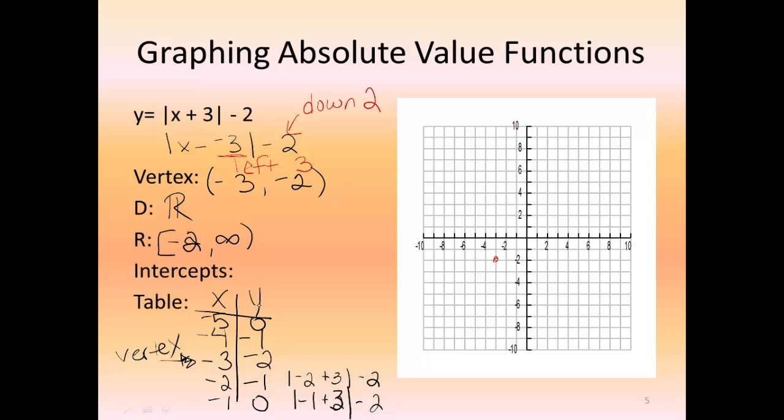Because of the symmetry, I know I can draw my graph: vertex at -3, -2, then -2, -1, and -1, 0. You'll notice I have a slope of 1 because that's the a value in front. There is my v. From here I can name my intercepts. My y-intercept looks like it's going to be at 0, 1. My x-intercepts are going to be at -1, 0, and it looks like -5, 0.